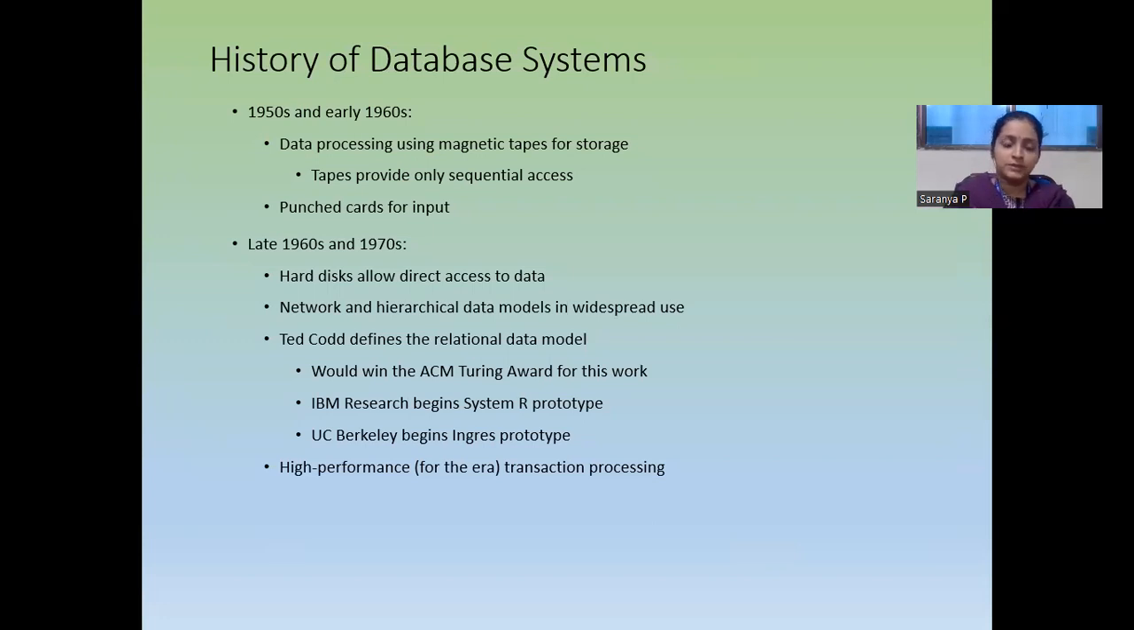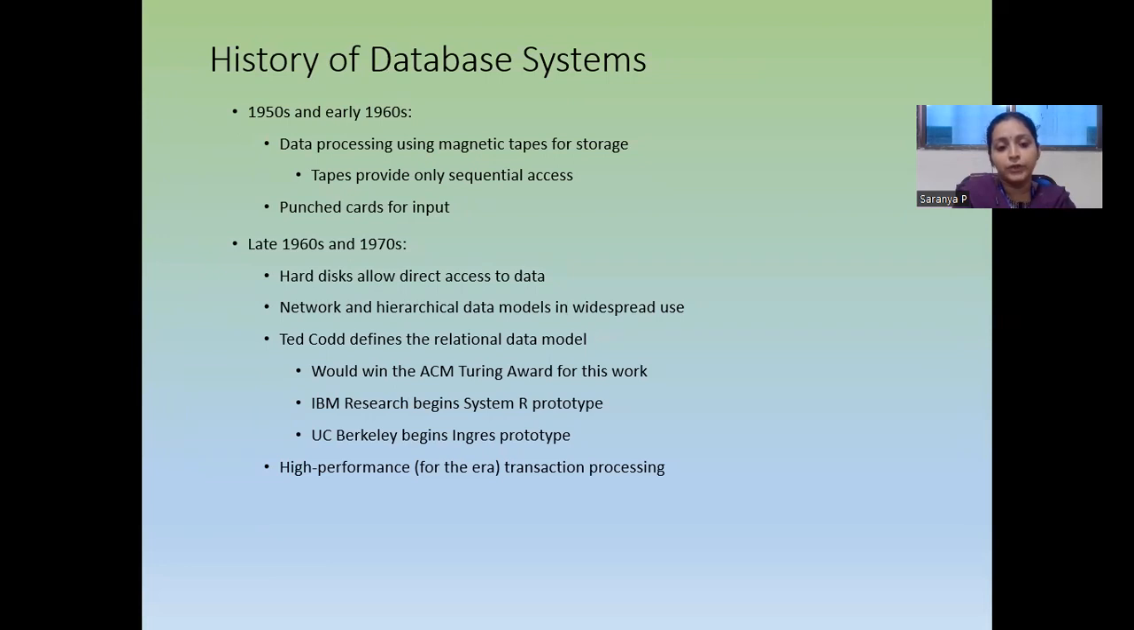The final topic for the first session is the history of database systems. In different eras, different types of data storage mechanisms have been used. I will tell you the storage mechanisms used in each period of time. In the 1950s to 1960s, data tapes were used and punched cards were used for input. Between the 60s and 70s, direct access was allowed with the hard disk. The hard disk came into existence, and network and hierarchical models were widely used at that time.